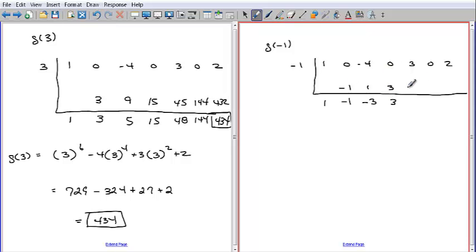Negative 1 times 3 is negative 3. 3 plus negative 3 is 0. Negative 1 times 0 is 0. Add those together, you get 0. Negative 1 times 0 is 0. And add these together, you get 2.